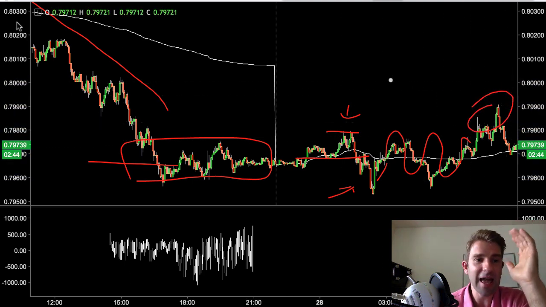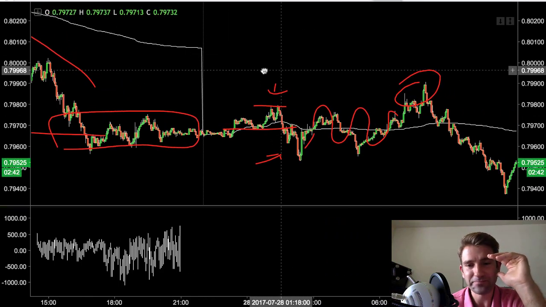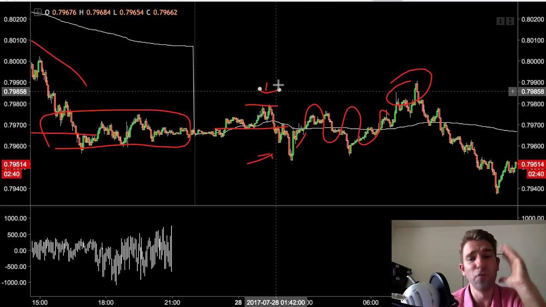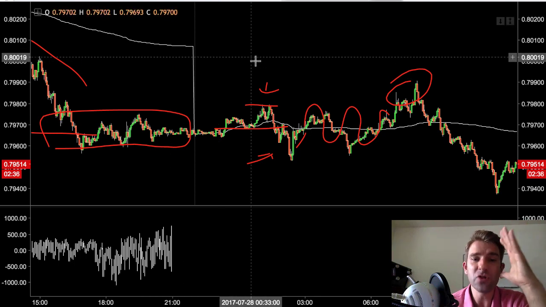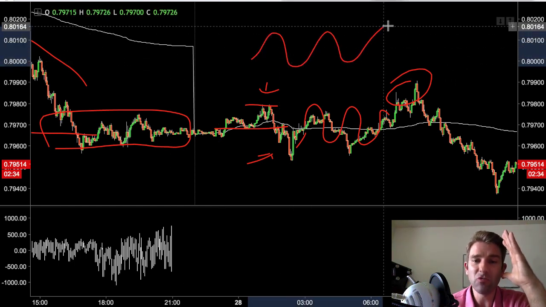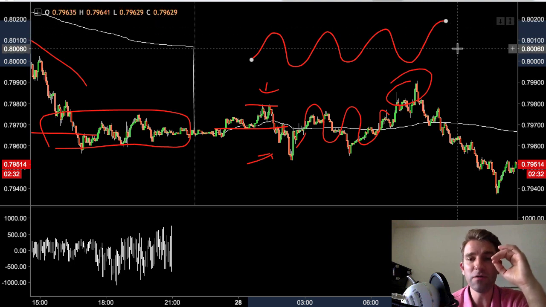I'm not saying anything here that this is a foolproof method and you can do it continually, but what I am saying is that levels often will be traded around multiple times before you finally get that break.